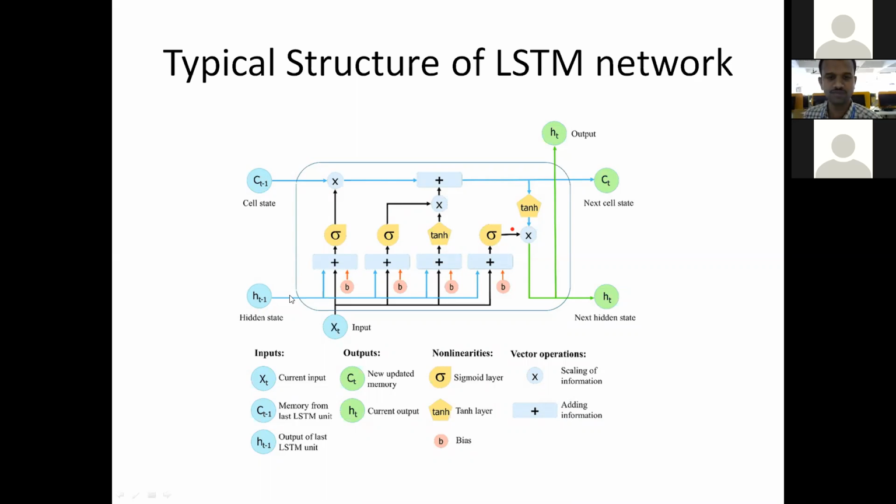HT-1 is the output of the last LSTM unit. CT-1 is the memory from the last LSTM unit. And this is the next hidden state. So the next cell state is given. This is the basic structure of the LSTM network that we generally study.